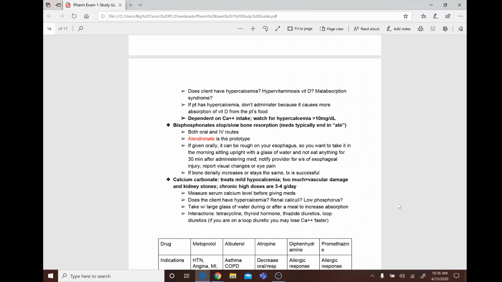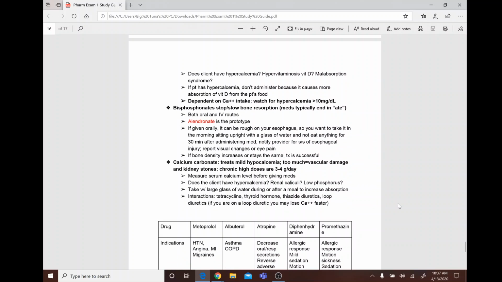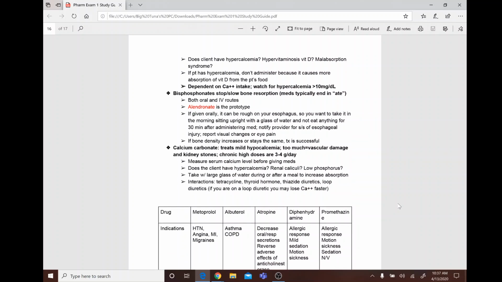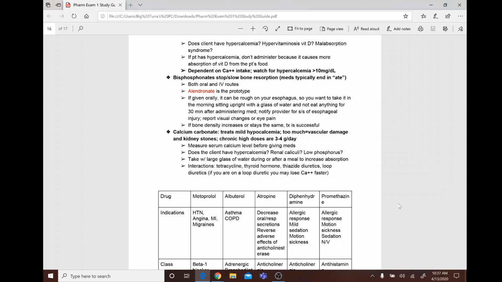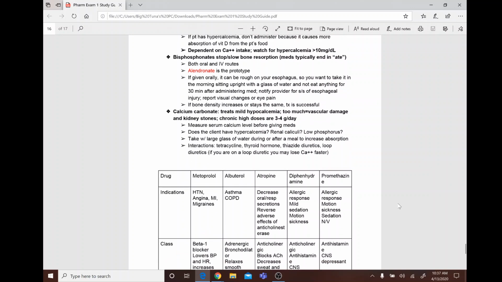Then alendronate. How do we give alendronate orally? Take in the morning, sitting upright with a glass of water, not eating anything for 30 minutes after administering the med. Basically do that. And then if bone density increases or stays the same, treatment is successful. What is calcium carbonate used for? Treats mild hypocalcemia, but if you have too much, you can get vascular damage and kidney stones. And chronic high doses are 3 to 4 grams a day.